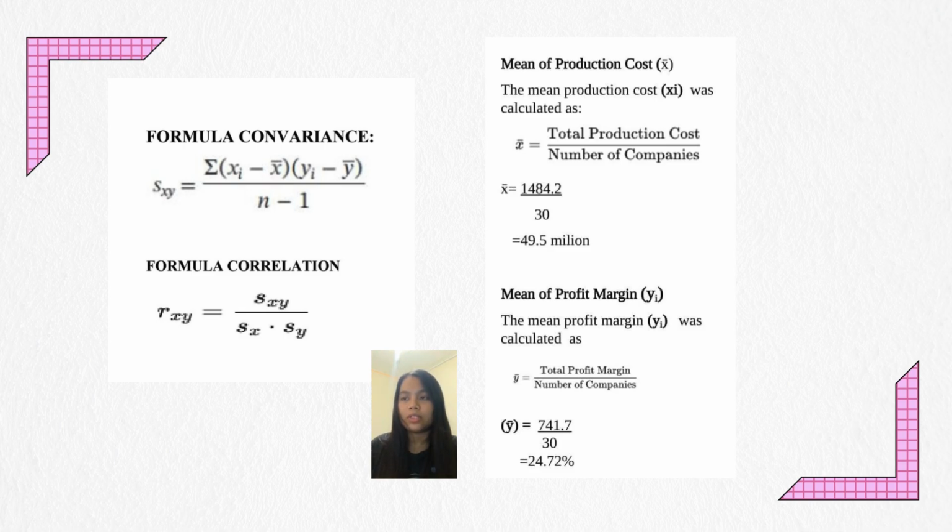We calculate total production cost divided by number of companies, so we get 1484.2. We divide it by 30, so we get 49.5 million. So the mean of profit margin, we get yi. We get total profit margin divided by number of companies, so it's 741.7 divided by 30. So the answer is 24.72%.